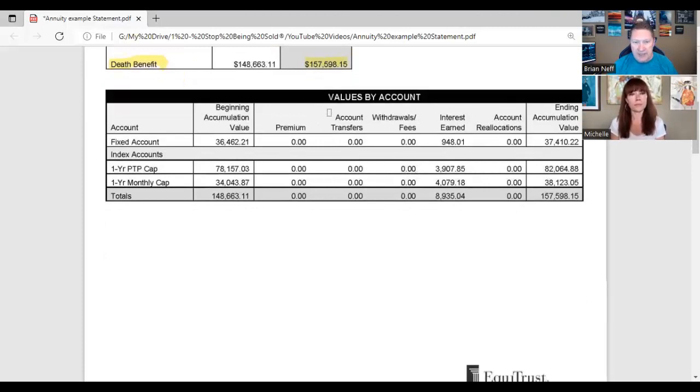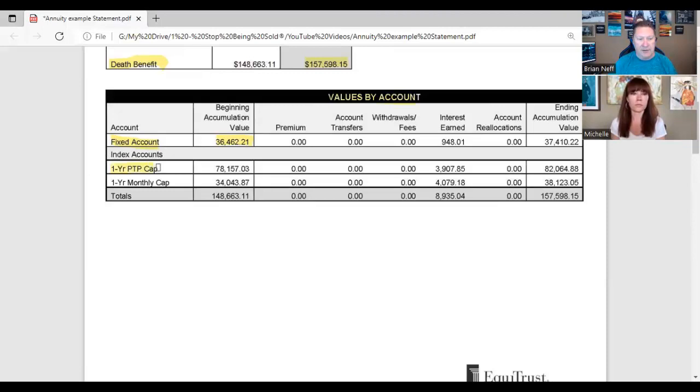Now, go to the next section. It's going to be values by the account. I don't know why they put account there. To me, it's based on what it's deposited in. So like over here on the left-hand side, you'll see your different allocations. So your fixed account. So this client had $36,462 in the fixed account.